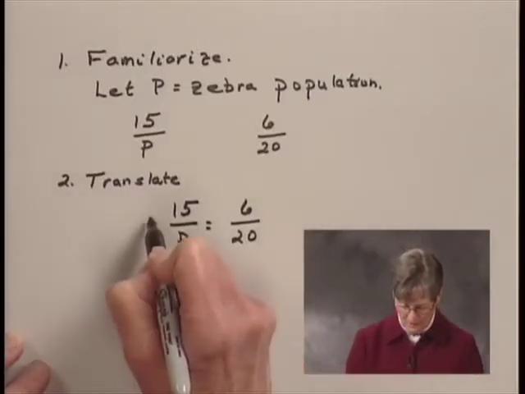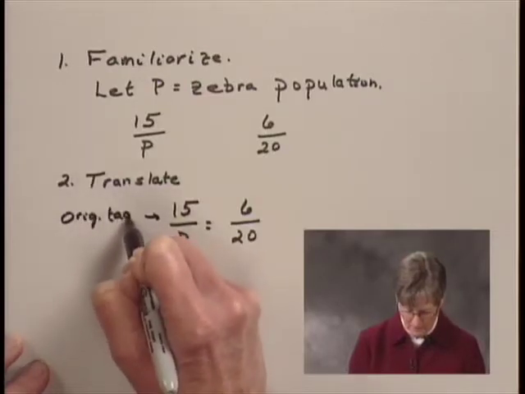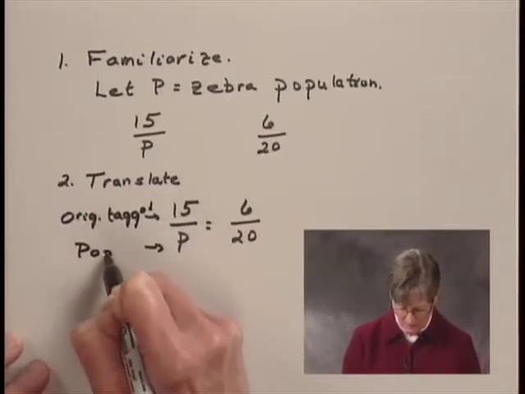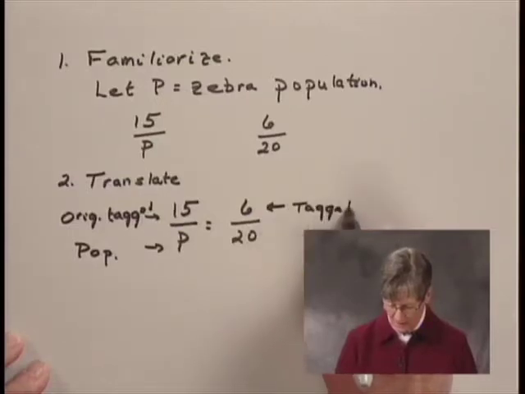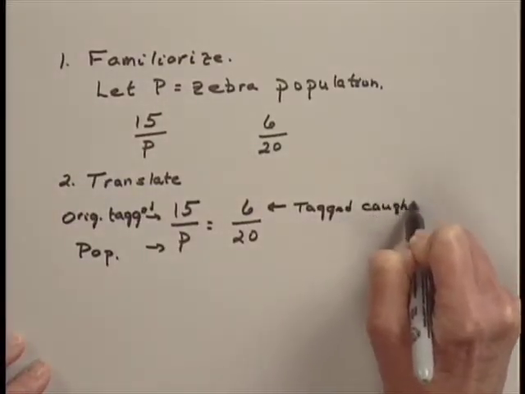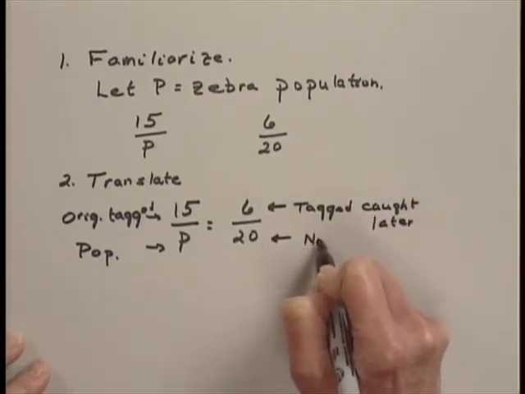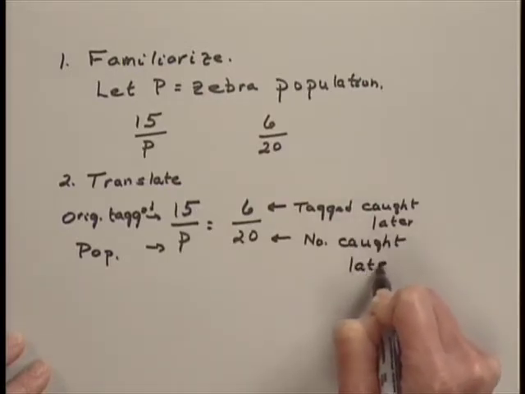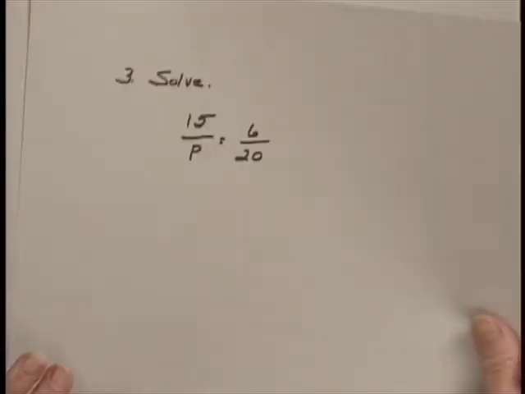So these were the originally tagged zebras. This is the entire population. This is the tagged zebras caught later. And this is the number of zebras caught later. And we have then a proportion, 15 over P equals 6 over 20, that we can solve. And let's do that in the third step of the process.